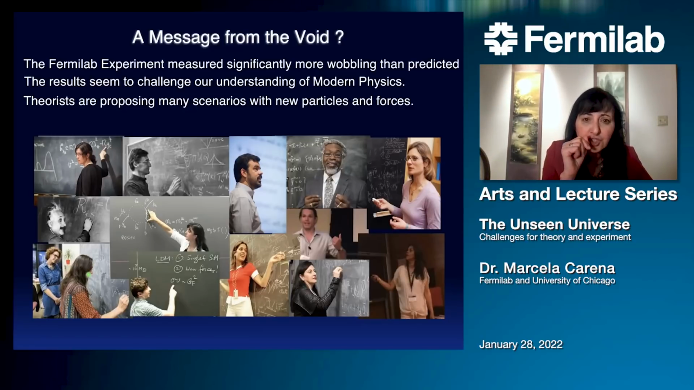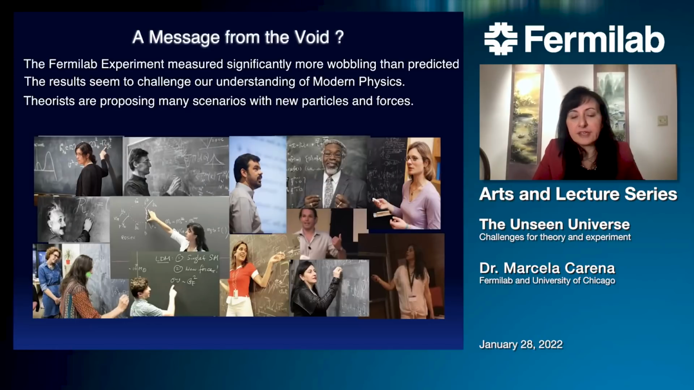The results seem to challenge our understanding of modern physics. What this means is that more particles than those that our standard model of particle physics predicts, and we have seen, seem to be around us. Some other particles we don't know seem to be hopping around. So what could explain the results of the Fermilab experiment? Well, it has to be something new, as I said.